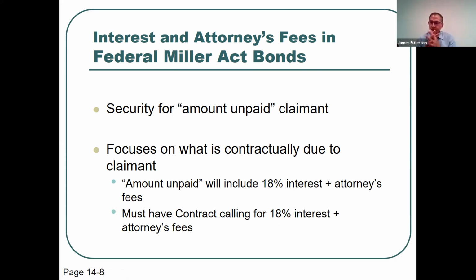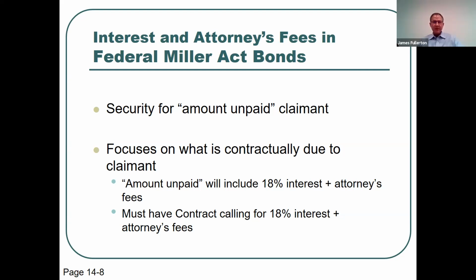And the courts since the 1930s have said that these words, it used to be "sums justly due." The statute was amended to say "amount unpaid," but that seems to have made no change in the way the courts interpret this. It focuses on what is contractually due to the claimant. The amount unpaid will include 18% interest if that's what the contract says. And the amount unpaid will include attorney's fees if that amount is contractually due.